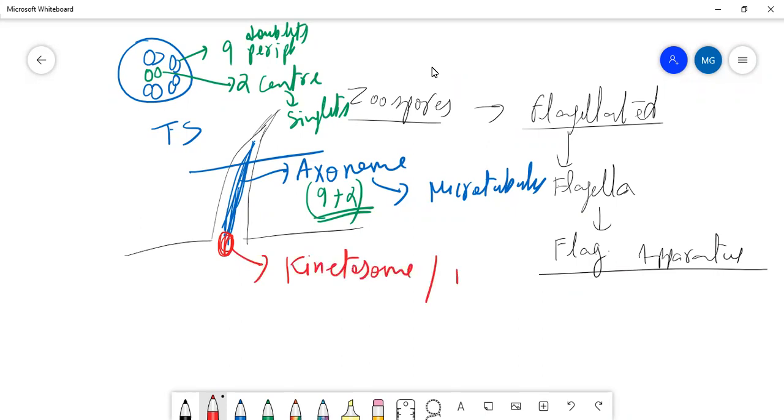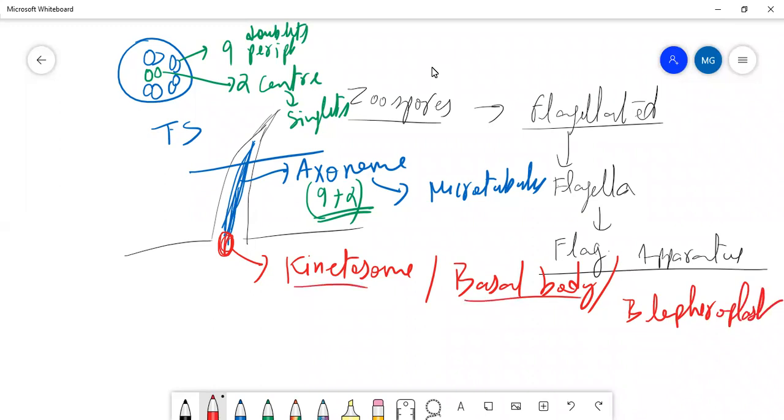Or sometimes it is also called a basal body. Or sometimes this is also called a blepharoplast. सभी नाम बता दिए मैंने आपको, अलग-अलग किताबों में अलग-अलग तरीके से दे रखा है. So we have kinetosome, basal body, blepharoplast, which is present at the base of the axoneme. And it is from the basal body that the axoneme arises.